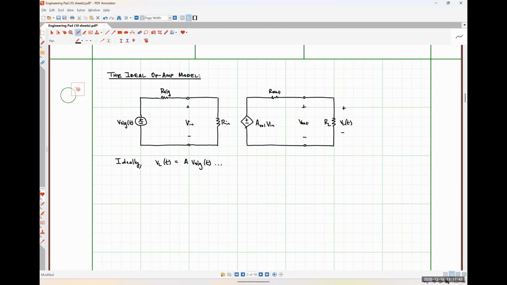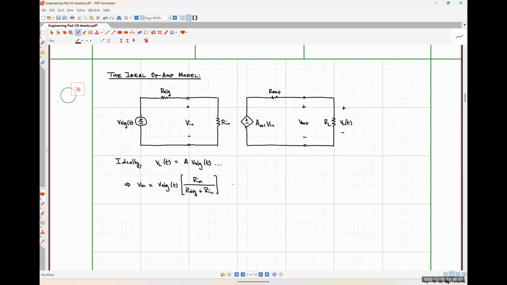So we have a voltage divider circuit on the left-hand side, and we have a voltage divider circuit on the right-hand side. And we're going to look at both of those networks here individually, okay? So on the left-hand side of things, we could say that our input voltage Vin is just our signal voltage V sig times our resistor ratio Rin divided by R sig plus Rin. Okay.